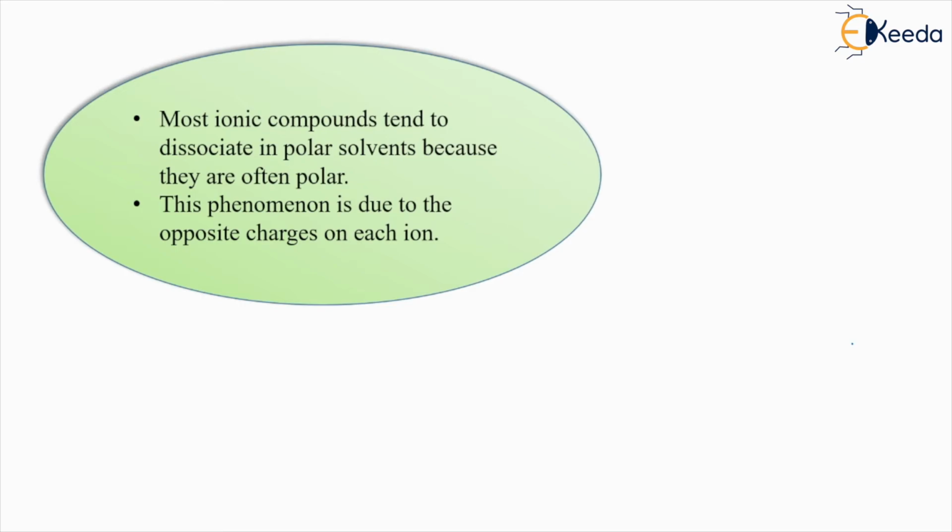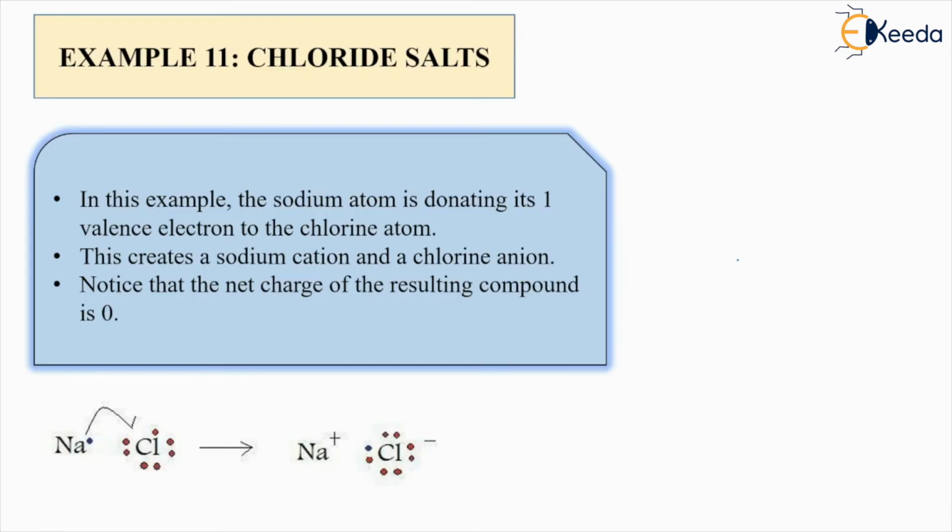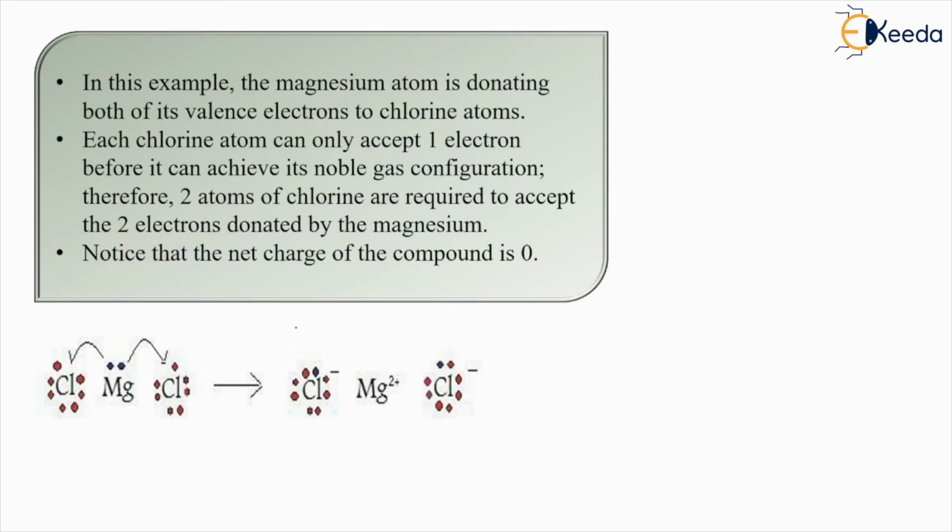Most ionic compounds tend to dissociate in polar solvents because they are often polar in nature. The phenomenon is due to the opposite charges of the ions. So you'll have Na plus and Cl minus. So you'll have a polar nature, a positive sign and a negative sign. So this becomes my pole over here. So these are polar in nature. Over here also, we have the example of chloride salts. The Na and the Cl became Na plus and Cl minus. Sodium chloride, it's a chloride salt.